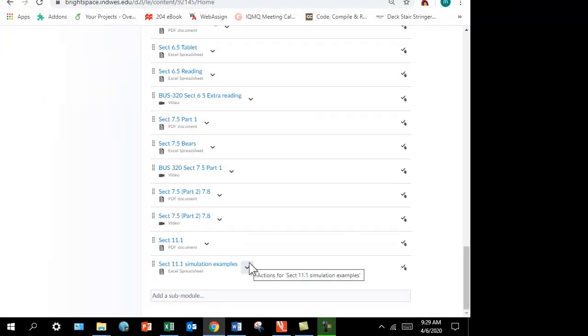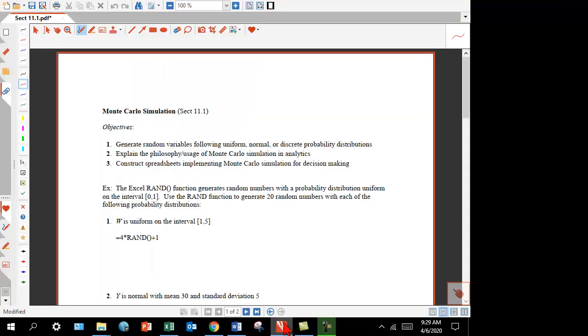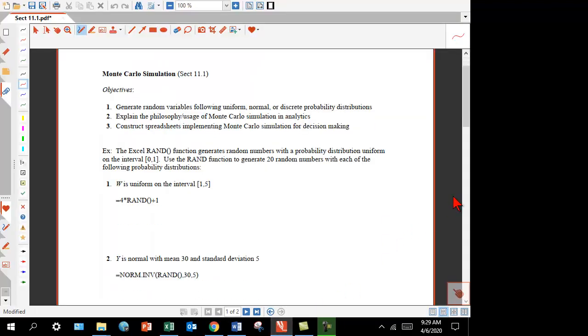This lesson is on section 11.1, the first part. On Brightspace, there is posted a note packet and a spreadsheet. The note packet looks like this, and the topic is indeed Monte Carlo simulation, which is a way of using random number generation to estimate probabilities and things related to probabilities that we want to know something about.